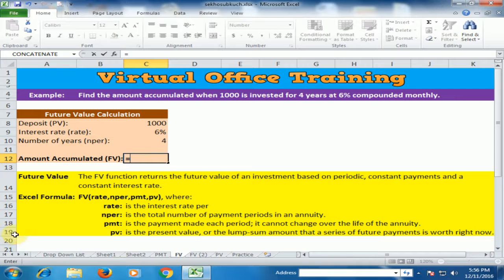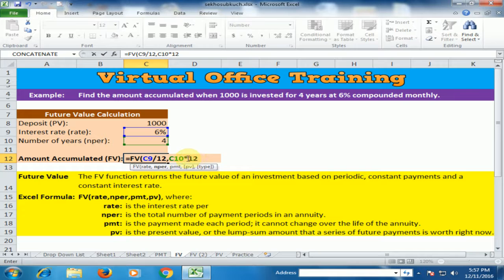Just type equal to and FV, press the tab key, and it will ask you the rate. This is the annual rate, but it will ask you compound monthly. Then you have to divide this rate by 12, and comma, and number of periods is 4, and because it is compounded monthly, I will multiply by 12.